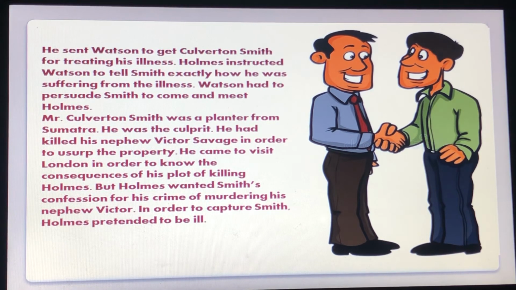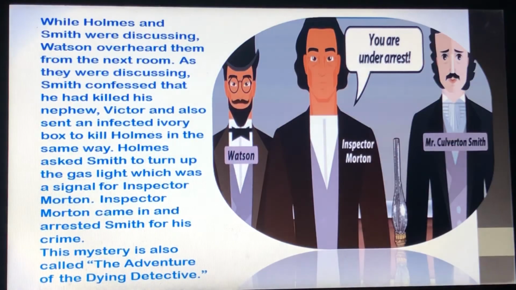He thought that Holmes got the contagious disease by touching the sharp spring inside the ivory box, and thought that he would die very soon, and he could take that box in his pocket, which was the last piece of evidence. Now Holmes asked Watson to turn the gas light fully. It was a signal for Inspector Morton, who was waiting outside. Morton came inside and arrested Smith.